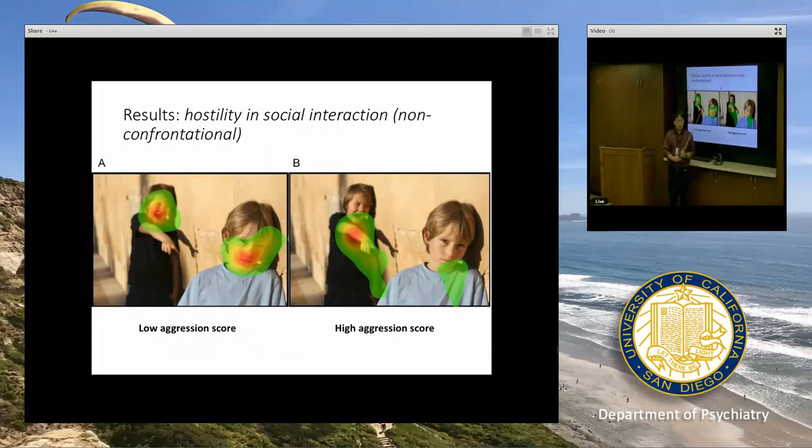The result, I'm trying to summarize briefly, is that for dispersion, it didn't work out so well. We didn't see any great significant differences. But for the eye gaze fixation time, we observed two interesting findings.